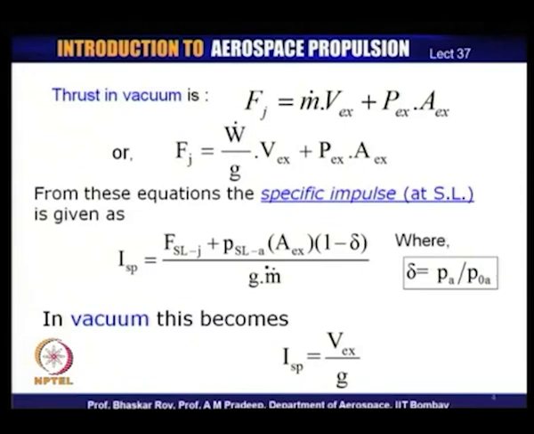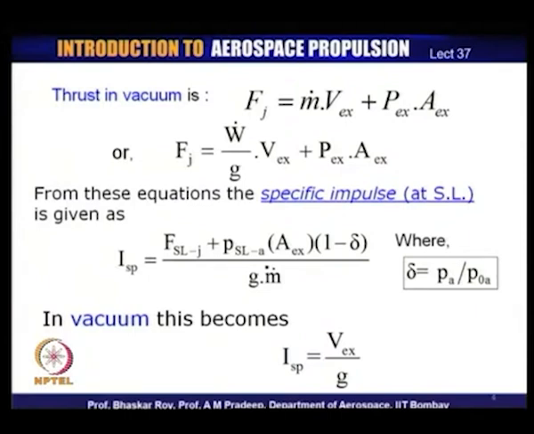Now, as I mentioned right in the beginning today, most of the thrust generated by rockets is normally expressed in terms of weight flow rather than in terms of mass flow, and as a result, the earlier thrust equation can now be expressed in terms of weight flow, which is expressed as W dot, and hence W dot by g is the mass flow, and the first term then gets slightly modified.